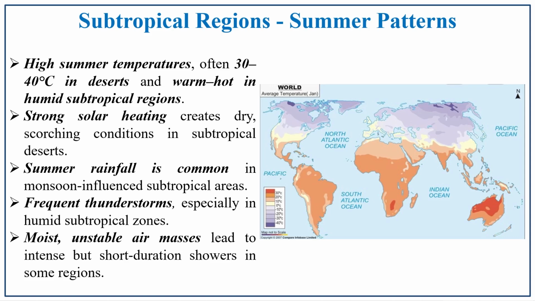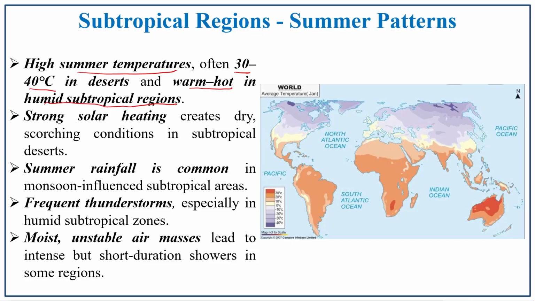That is high summer temperature. It is often 30 to 40 degrees Celsius in deserts and warm to hot in humid subtropical regions. So, this was the summer temperature of this subtropical region. Strong solar heating will be prevailing in these latitudes, creating dry, scorching conditions in the subtropical regions because of the intense heat prevailing in these latitudes.